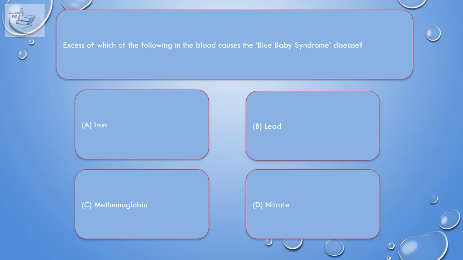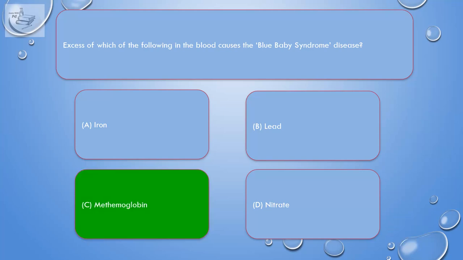Question: Excess of which of the following in the blood causes the blue baby syndrome disease? A. Iron. B. Lead. C. Methemoglobin. D. Nitrate. Correct answer is C. Methemoglobin.